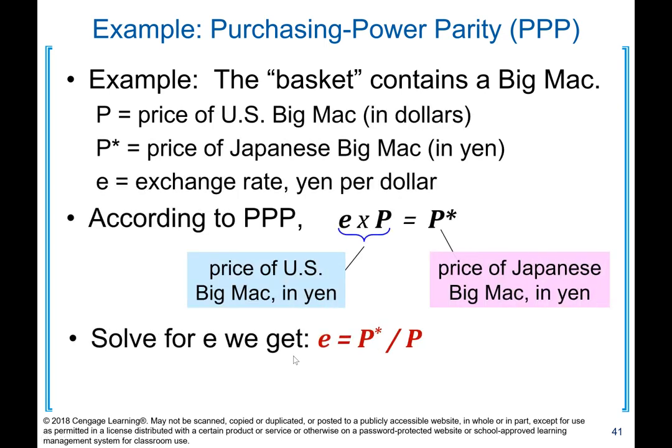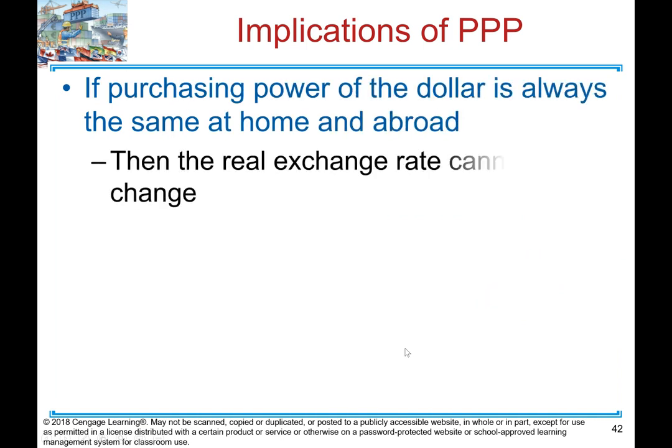Example of purchasing power parity. The basket contains a Big Mac. P is the price of a US Big Mac in dollars. P star is the price of a Japanese Big Mac in yen. E is the exchange rate, yen per dollar. According to PPP, E times P is equal to P star. That is, the price of a US Big Mac in yen is equal to the price of a Japanese Big Mac in yen. Solving for E, we get E is equal to P star over P.